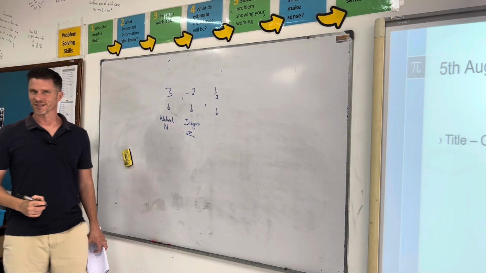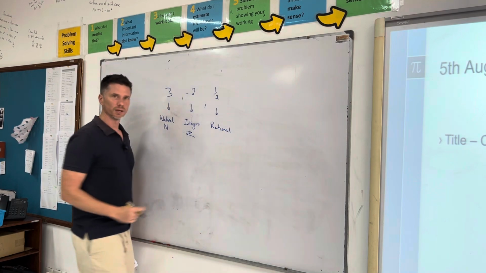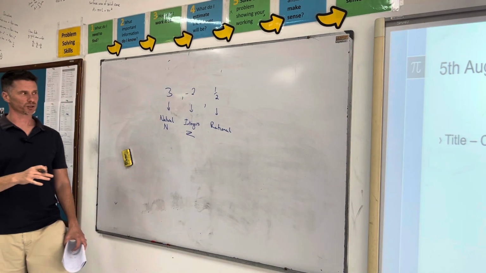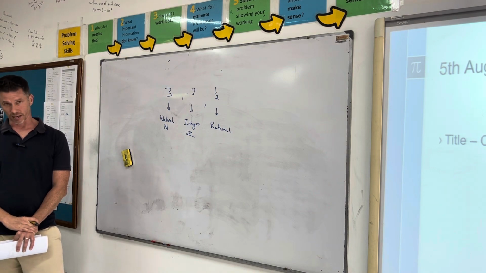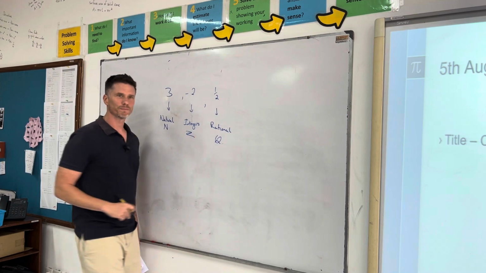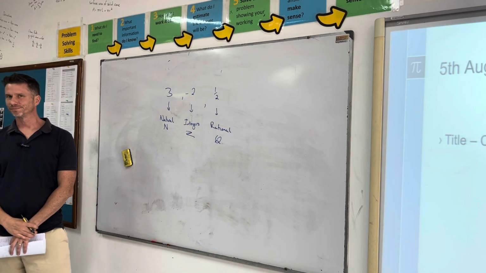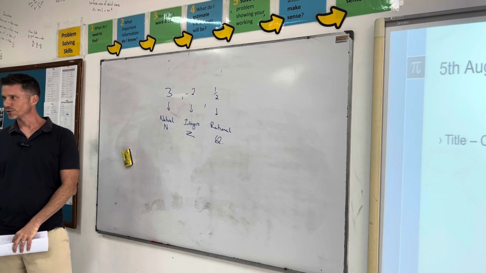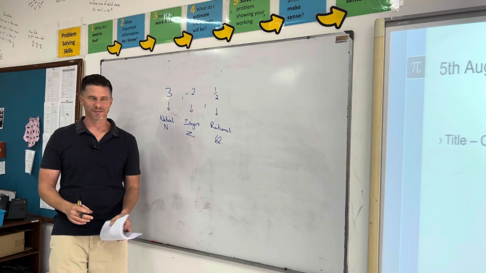The rational numbers. Rational, a ratio of two numbers. And the letter is Q, because R is real numbers. Q comes from quotient. Yes, quotient, Q from quotient.